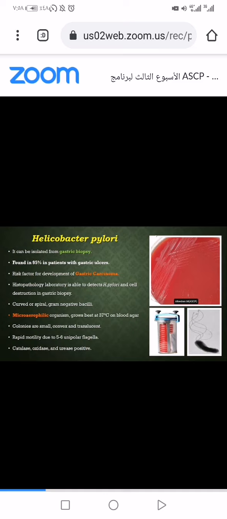Okay. The histopathology lab is able to detect Helicobacter in the gastric biopsy. It is curved or spiral gram-negative bacilli. It is a microaerophilic organism that grows best at 37 degrees on blood agar. Colonies are small, convex and translucent.